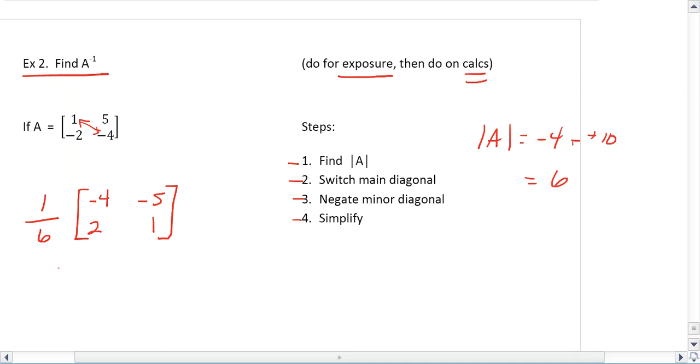So I'm going to try to reduce this at the same time. -4/6 reduces down to -2/3. -5/6 does not reduce at all. 2/6 reduces to 1/3, and that fraction is just 1/6. So this is the inverse of A.